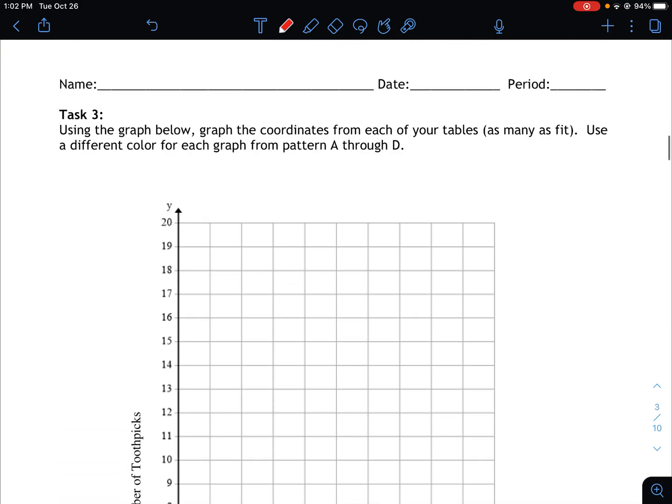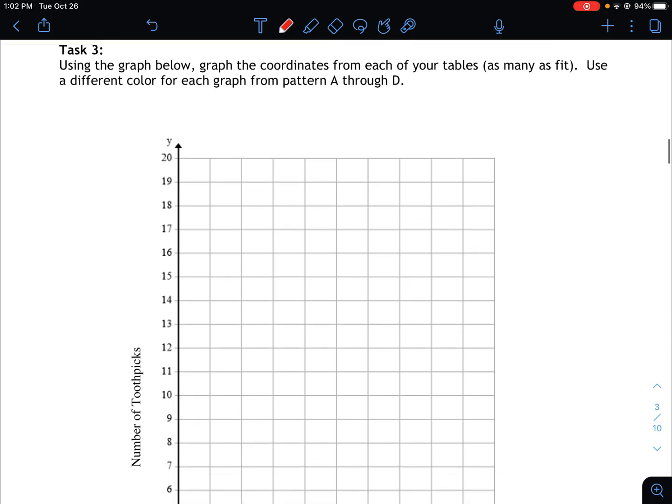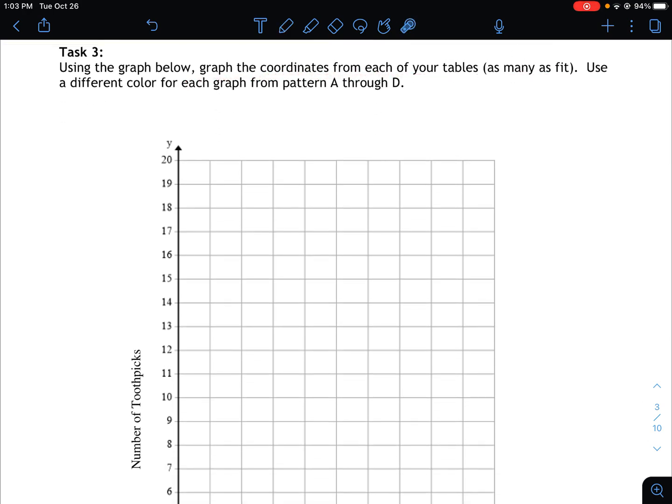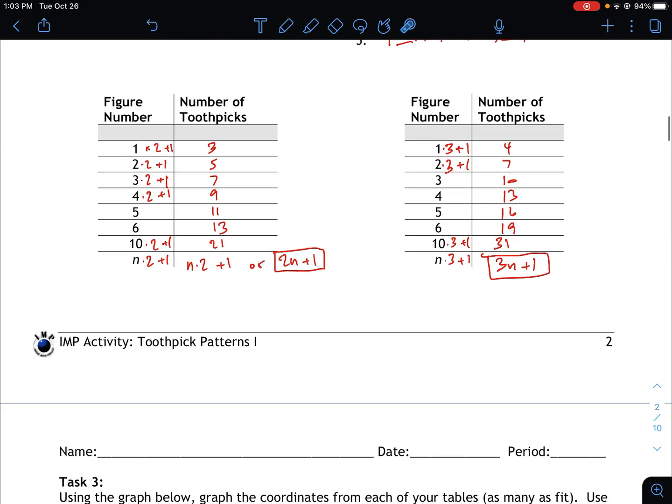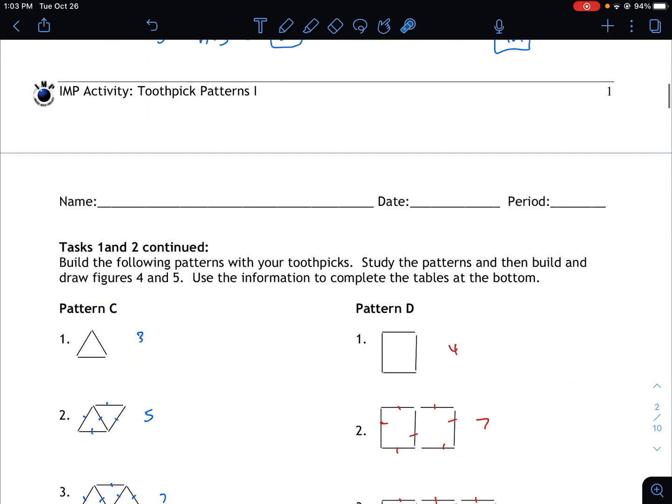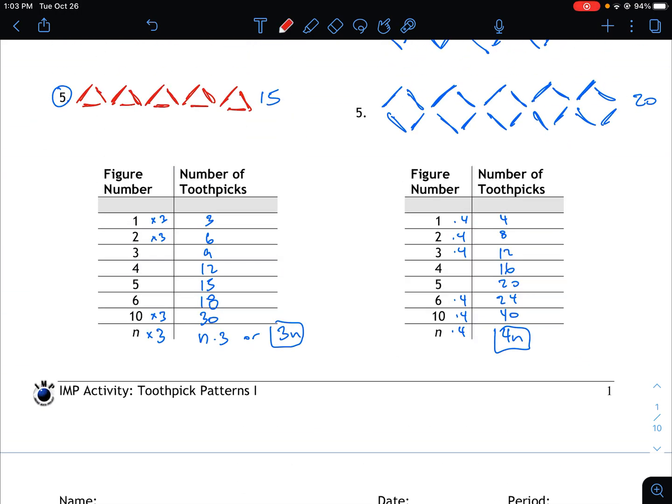All right. Now, what we need to do on our next section is we need to use the graph below and graph the coordinates from each of our tables, as many as they would fit, using a different color for each one. We need to graph each of these tables. Now, remember, each of these tables forms a coordinate pair. So, for example, this is my x term, and this is my y term. And so my coordinate pair would be 1 and 3. 1, comma 3. And you can graph that point. My second one would be 2, 6, and 3, 9. 2, 6.